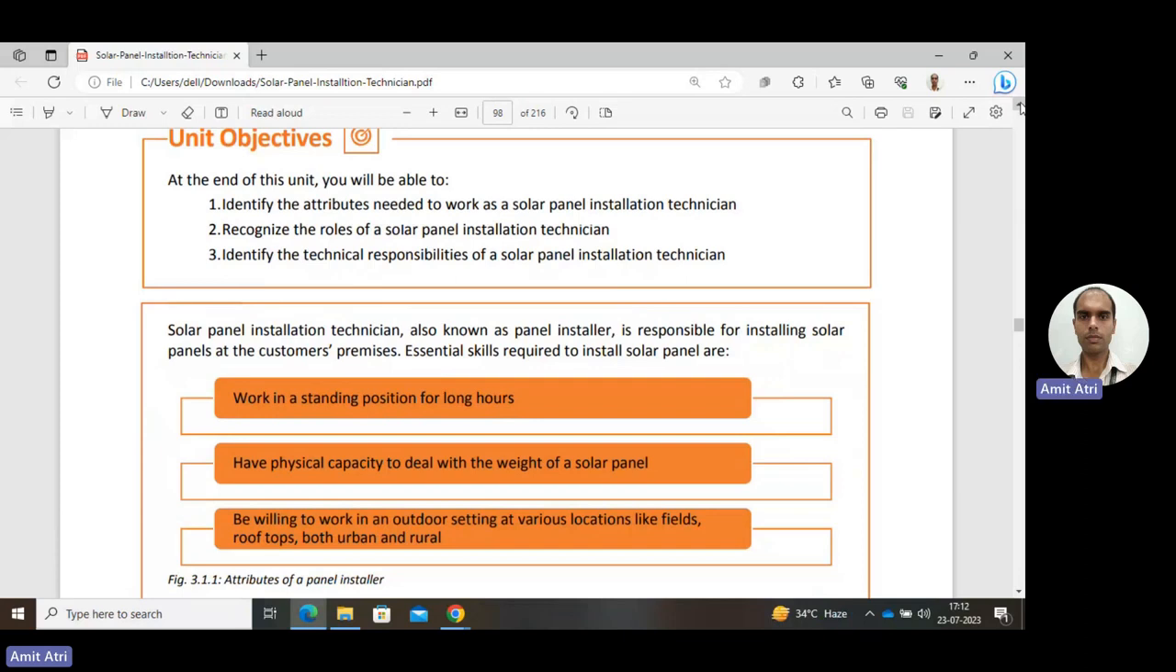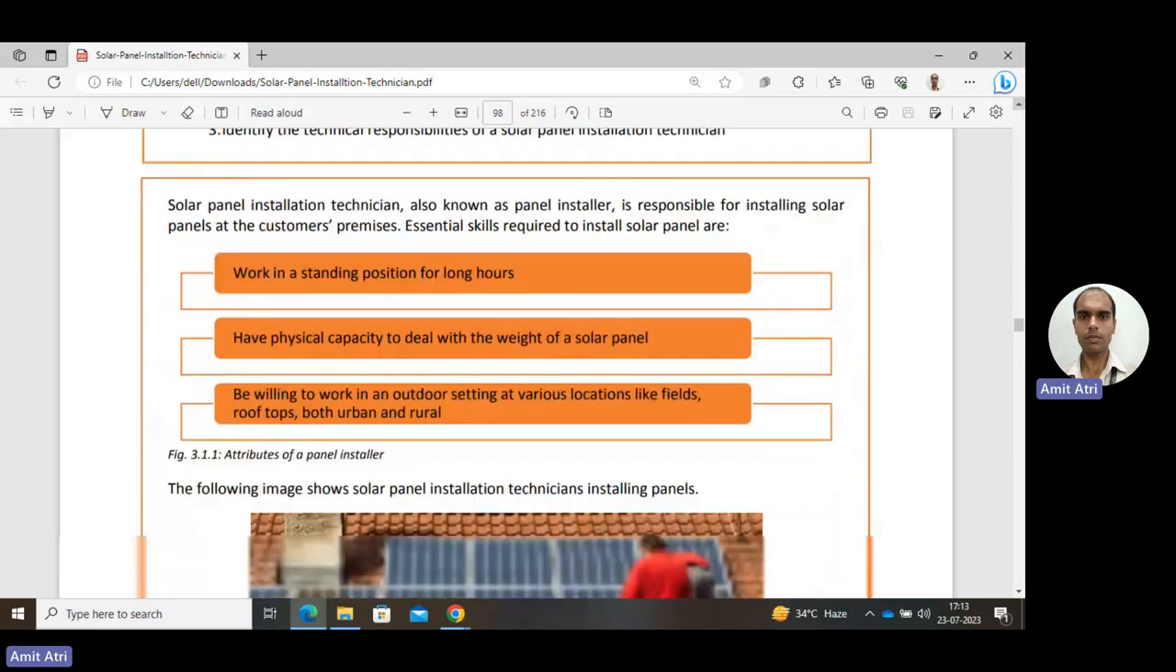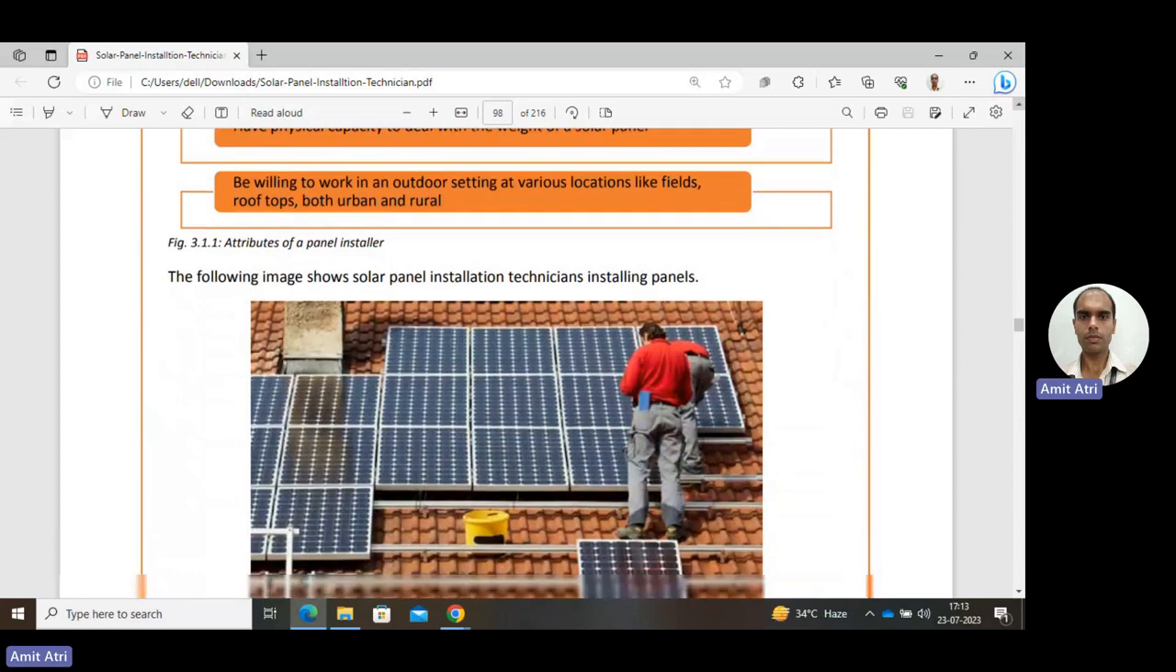The next skill is that he should be willing to work in an outdoor setting at various locations, like fields and rooftops. The location can be both. It could be urban, it could be rural. Any type of location could be there, so the installer should be willing to work in all of these types of locations.